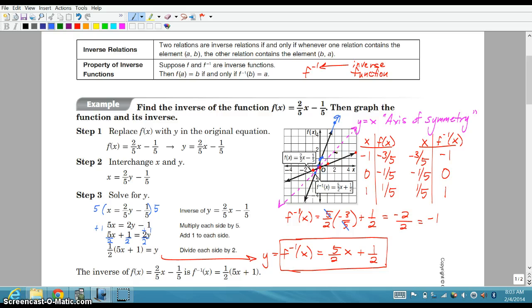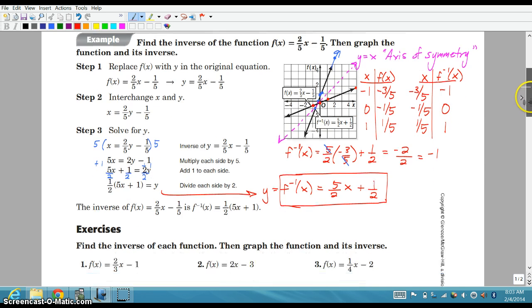Ladies and gentlemen, we have just proven that the x and y values of each respective function are simply switched. And as we can also see graphically, there is some symmetry at play here, where, for example, taking this ordered pair, reflecting it about that axis of symmetry, it lands over here. Okay, so let's continue.